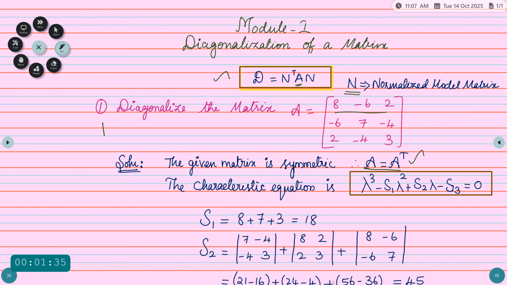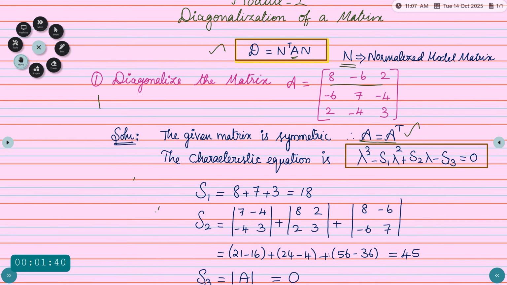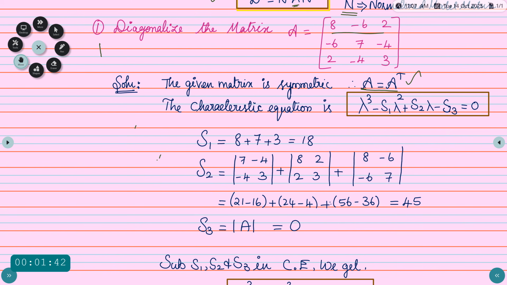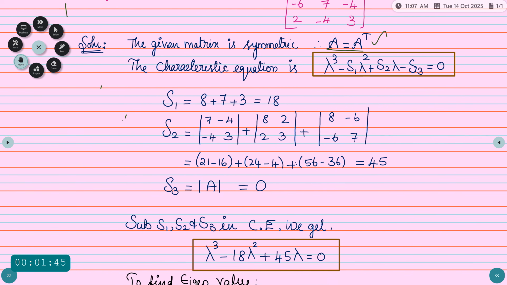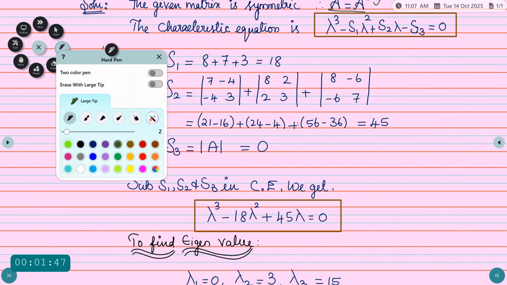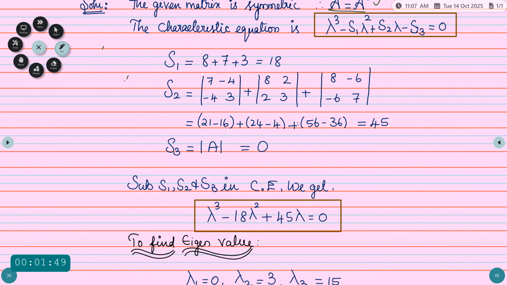Next, we are going to find the characteristic equation. What is the formula for the characteristic equation? I think all of you already know: lambda cube minus S1 lambda square plus S2 lambda minus S3 equal to 0. First we are going to find S1. What is S1? Sum of diagonals. S1 is the sum of the diagonals, 8 plus 7 plus 3, we are getting 18.